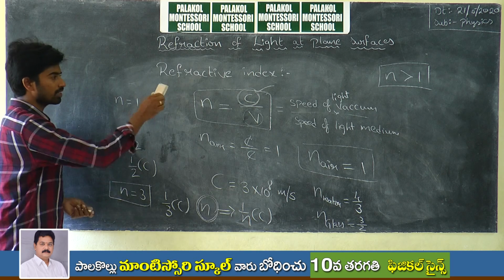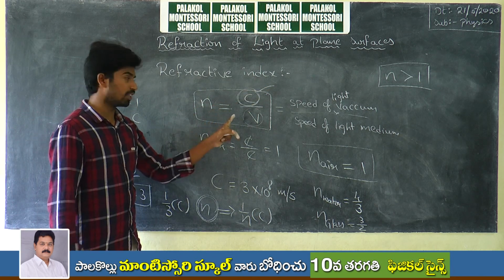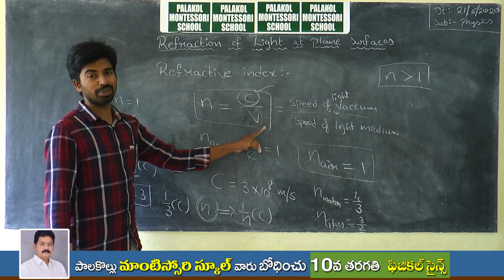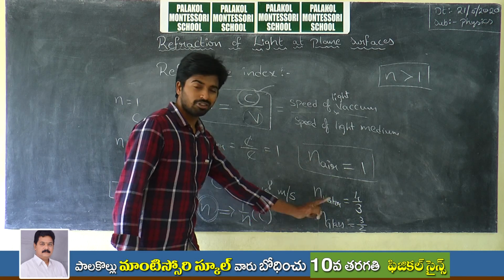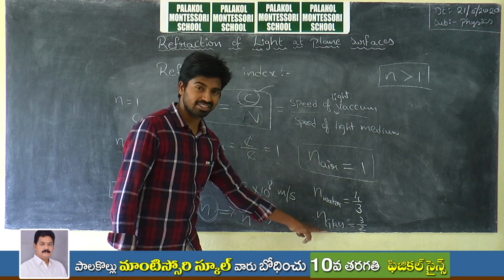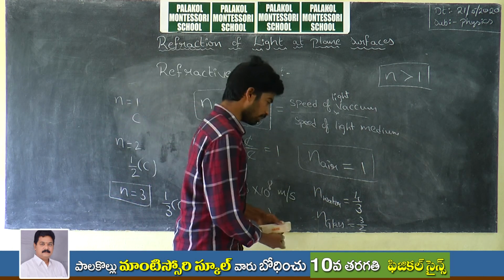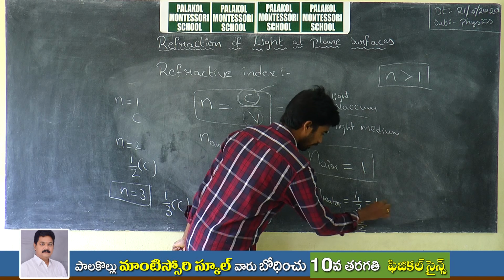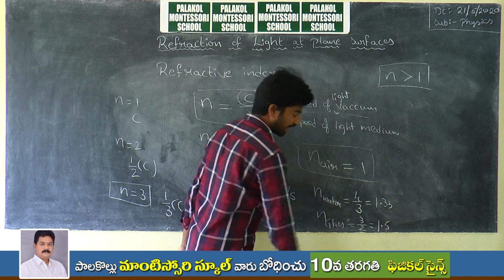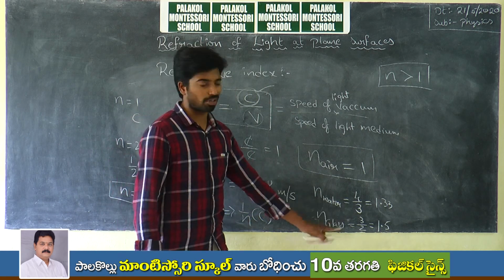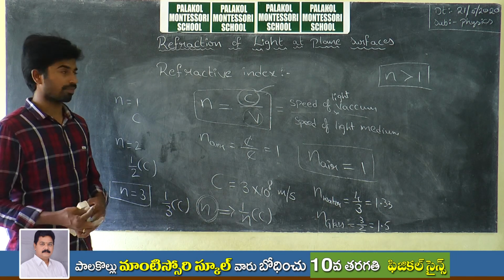So this is the concept of refractive index. What is refractive index? Refractive index is the ratio of the speed of light in vacuum to the speed of light in the medium. So just remember these values. The refractive indices of water and glass are very important. You have to remember these two values. 4/3 can also be written as 1.33, and 3/2 as 1.5. The refractive index of water is 1.33 and the refractive index of glass is 1.5.